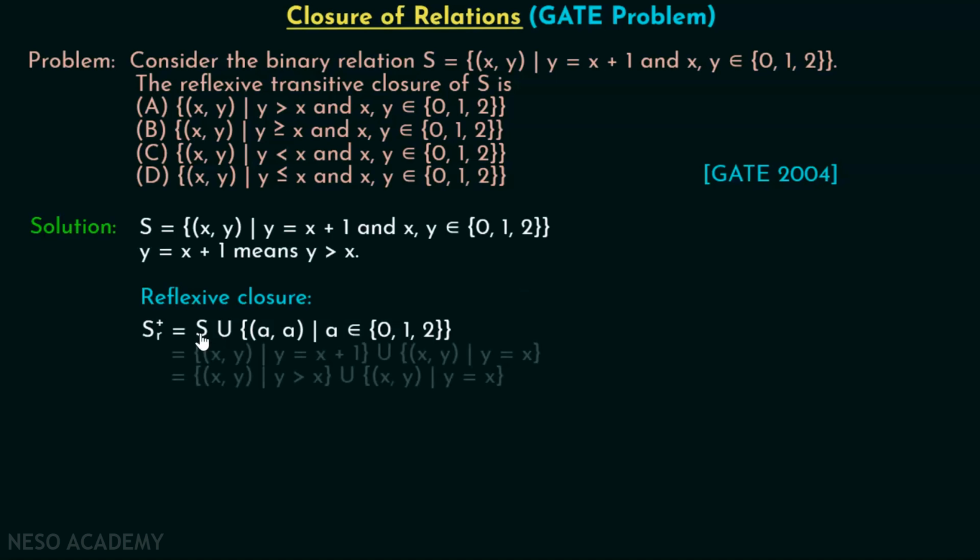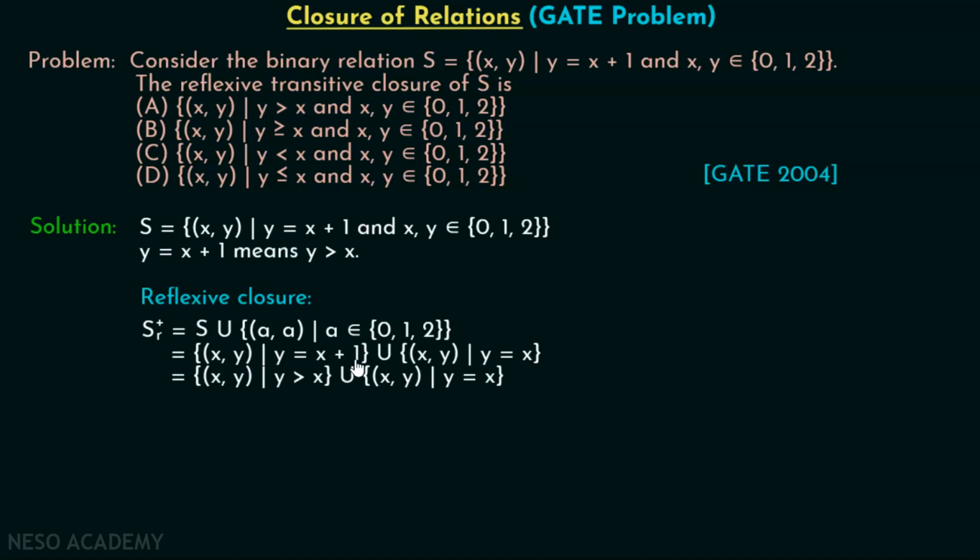Including S means we are including the relation which consists of all ordered pairs (x, y) such that y = x + 1. This is relation S. We must take the union of this relation with the set of all ordered pairs (x, y) where y = x. Here, we are talking about all ordered pairs of the form (a, a), which is equivalent to (x, y) such that y = x. Now, we must take the union of these two sets.